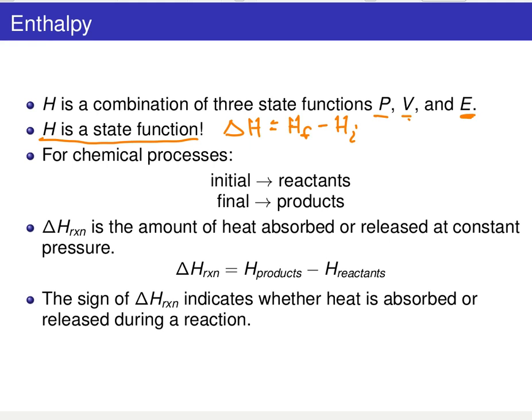In the context of chemical processes and chemical reactions, the initial state is typically going to be a set of reactants, and the final state will be a set of products that are formed during the course of a chemical reaction. So we can then define a state function, delta H of reaction, as the difference in enthalpy of the products minus that of the reactants, right? And then the sign of this delta H will tell us whether or not heat is absorbed or released during the course of a chemical reaction.